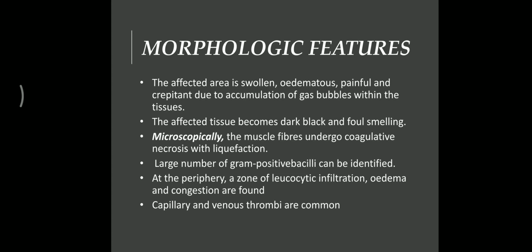The muscle fibers undergo coagulative necrosis as well as liquefactive necrosis. A large number of gram-positive bacilli are seen microscopically. At the periphery, there is a zone of leukocytic infiltration. Congestion and edema are also seen microscopically. Capillary and venous thrombi are very common.